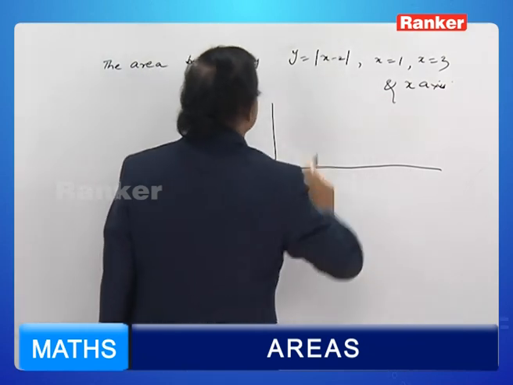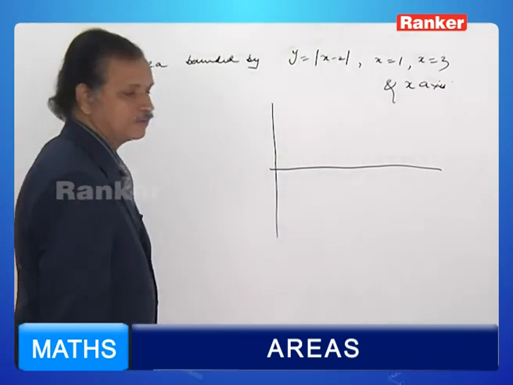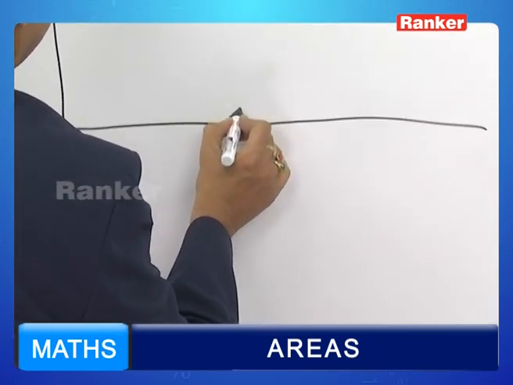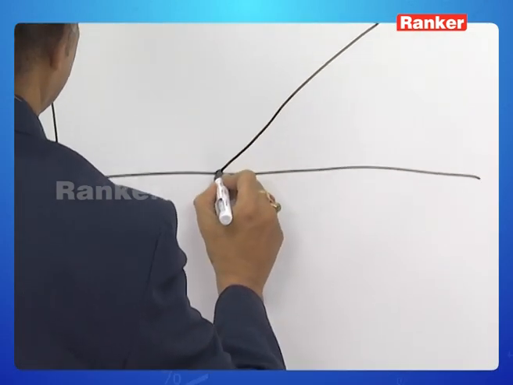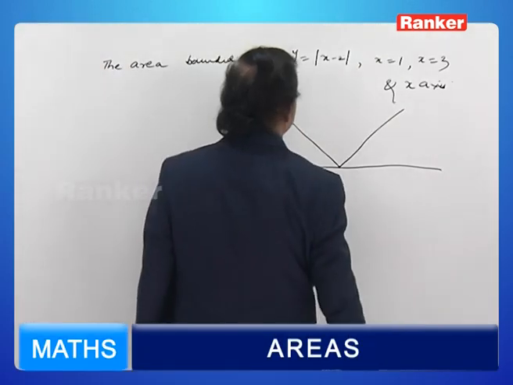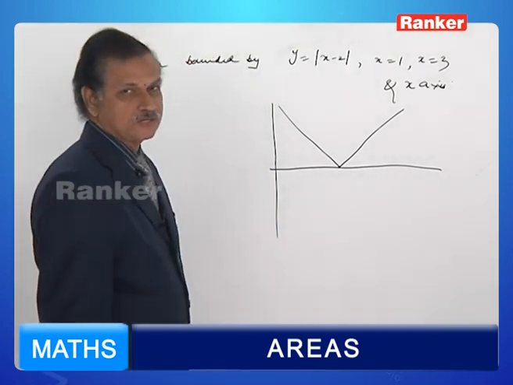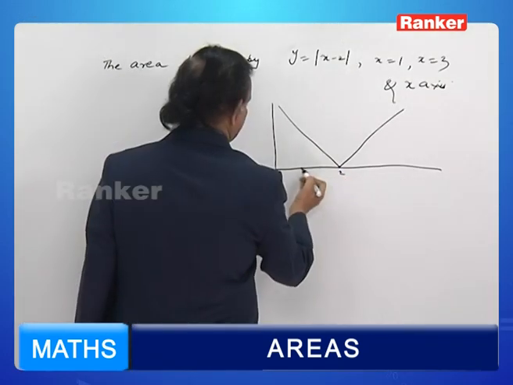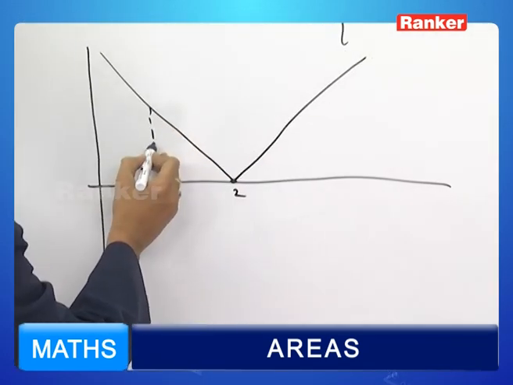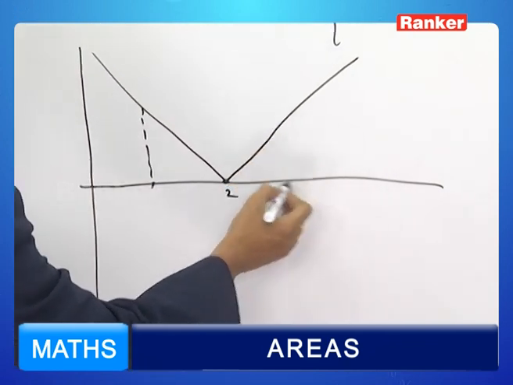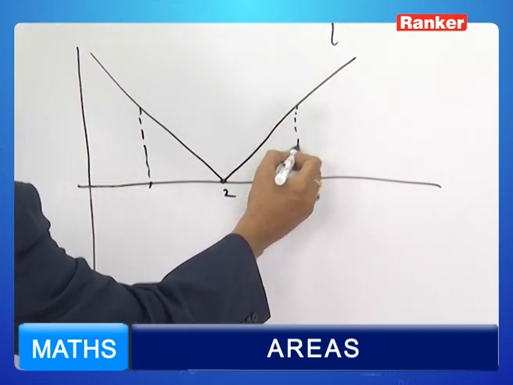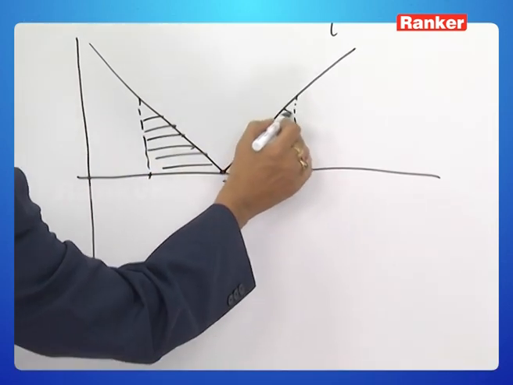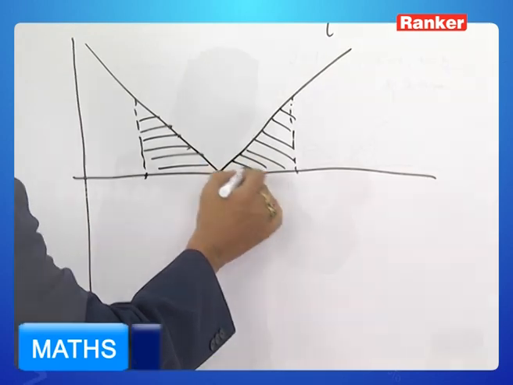Where does this meet the x-axis? At x is equal to 2, y is equal to 0. Therefore, from 2, this is y is equal to x minus 2. This is y is equal to 2 minus x. This is 2, isn't it? x equal to 1, just 1 unit back. x is equal to 3, just 1 unit towards the right. So this is the required area, isn't it?